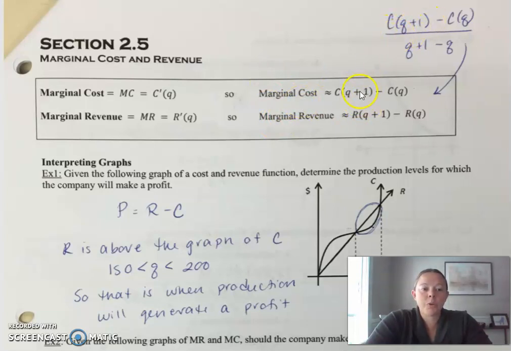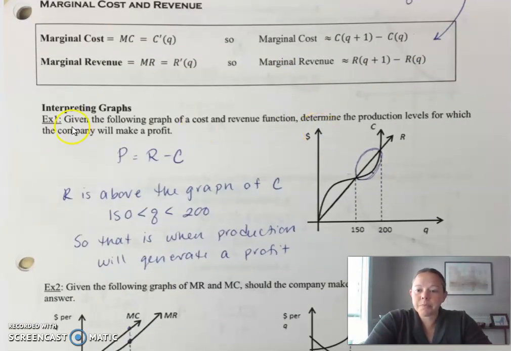How much does it cost to produce the next unit? Or how much are you going to make when you sell the next product? So we're looking in terms of units, not that 0.001 decimal point, because that's not realistic in the real world. Okay, so the cost to produce the next unit is what you need to think of when you see marginal cost. And we'll do some examples.